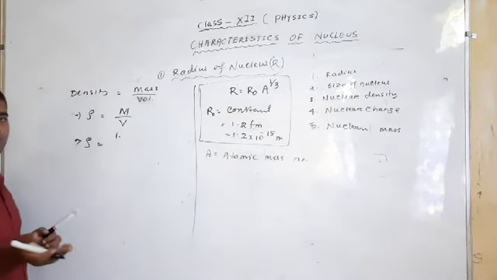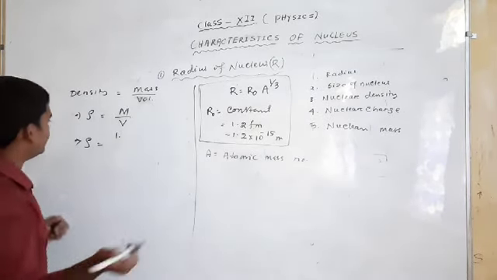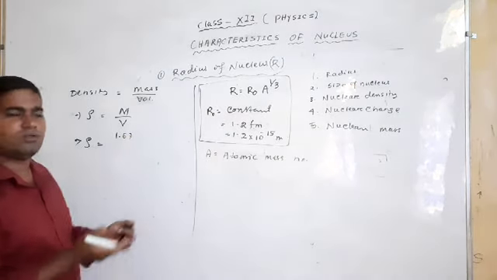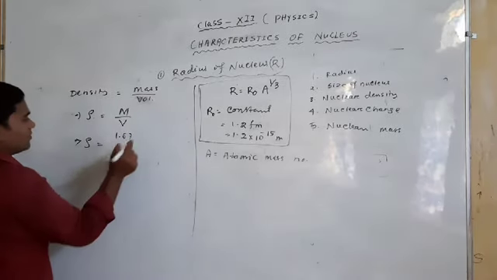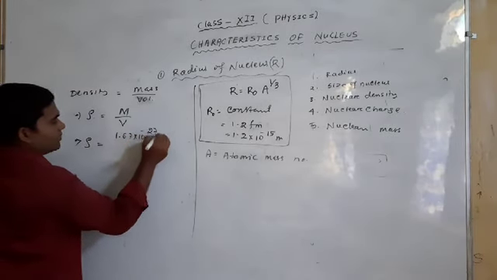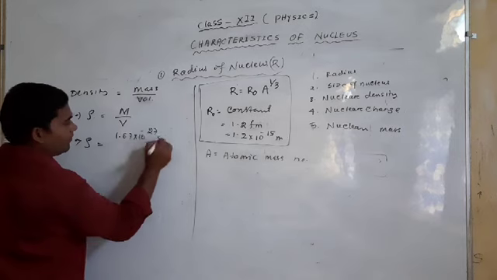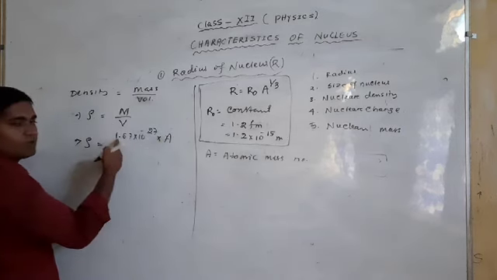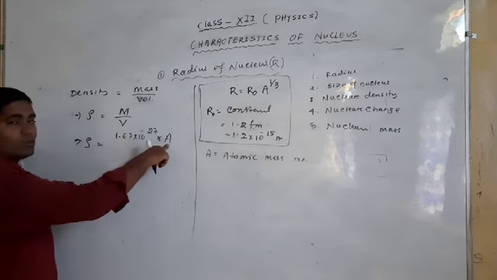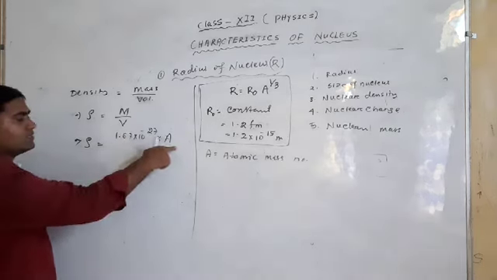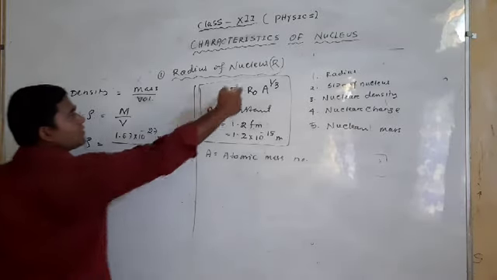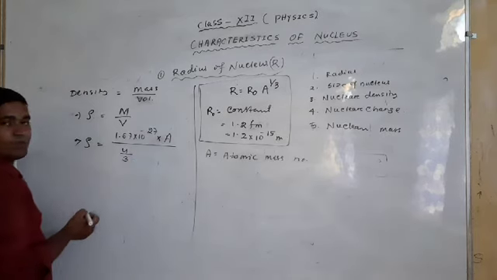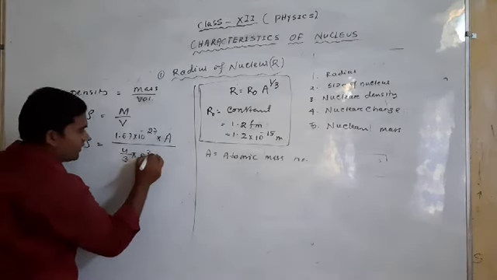Either you may take the mass of a proton or the mass of a neutron. Suppose I take, because the mass of proton and the mass of neutron are nearly equal, 1.67 into 10 to the power minus 27 into A. That is the mass of either proton or neutron, and A is the total number of protons or neutrons inside the nucleus, divided by, if we consider r is the radius of the nucleus, the volume formula that everyone knows, 4 by 3 pi r cube.